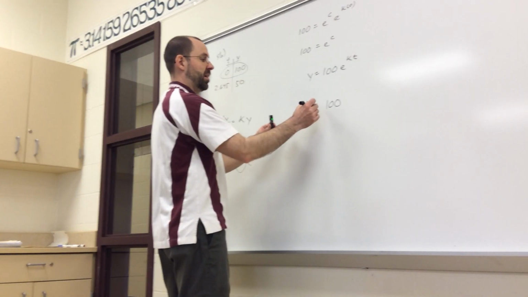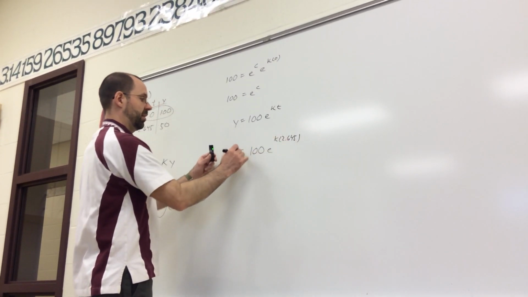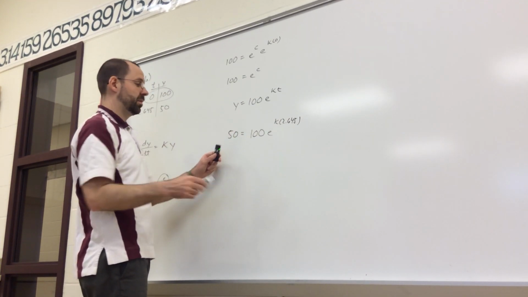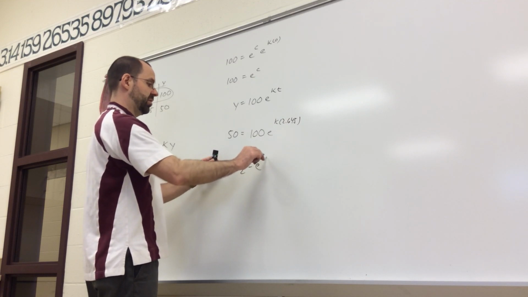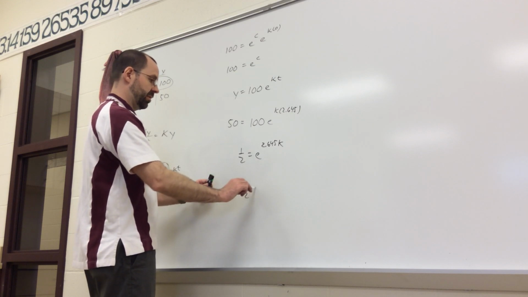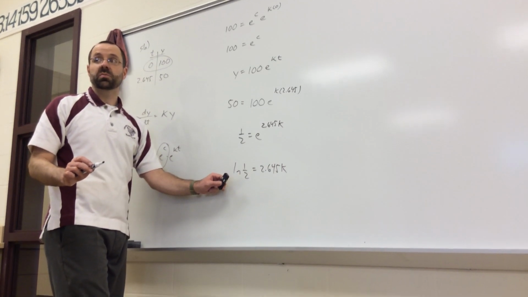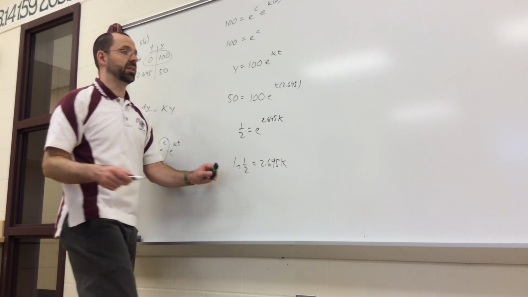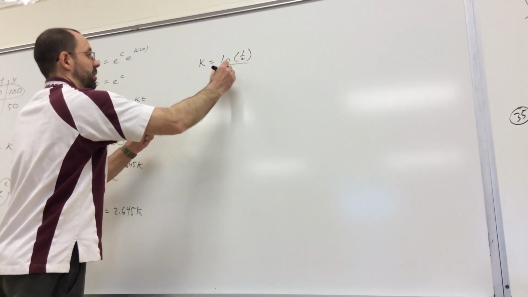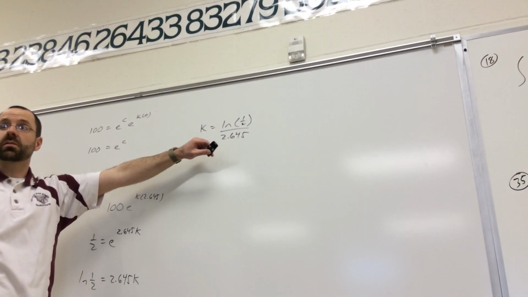Good. So now when I plug in 2.645 for t, I know I'm supposed to get 50 out. So then 1/2 equals e to the 2.645 k. Natural log of both sides. And then divide by 2.645. So then you got it. Are you okay with that?